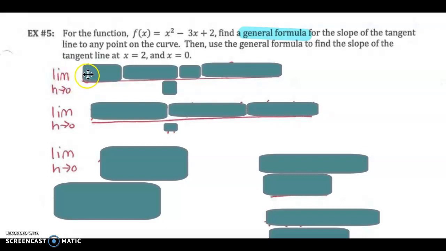So we have the limit as h approaches 0 of x plus h squared minus 3.